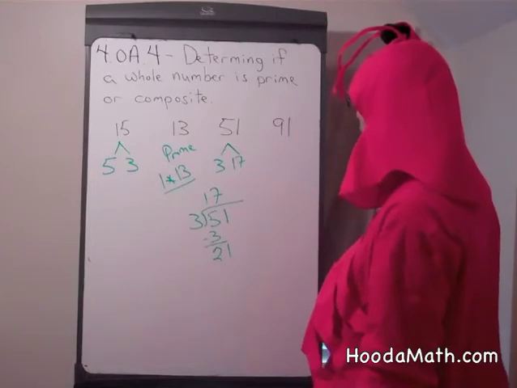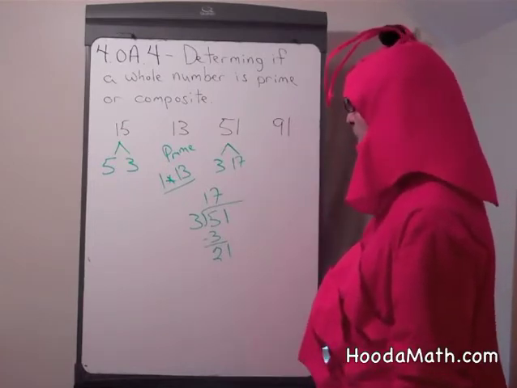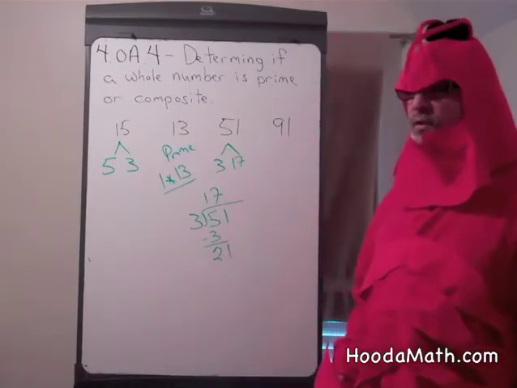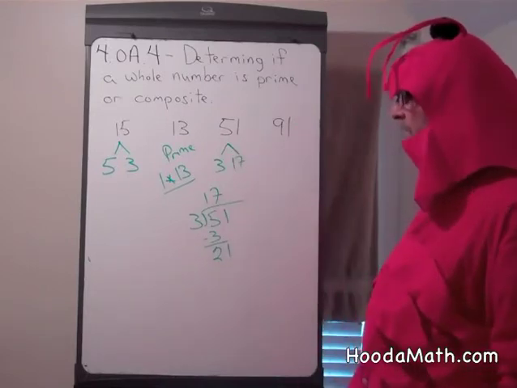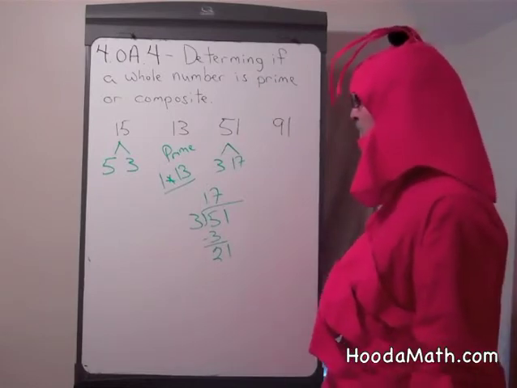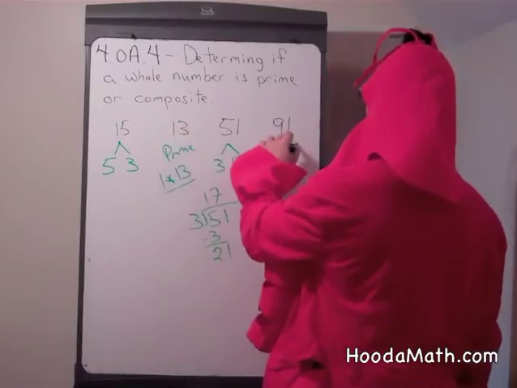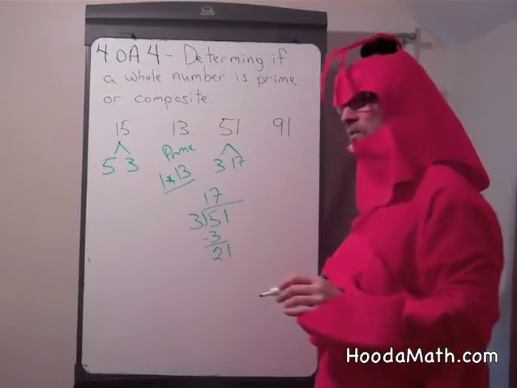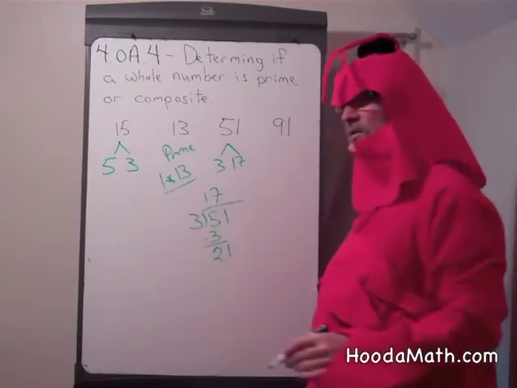How about 91? Well, 9 and 1 is 10, so it isn't a factor of 3. It's not divisible by 2 because it doesn't end in a 2, 4, 6, or 8, or a 0. It's not divisible by 5. But let's just try something. 3 times some number ends in a 1. 3 times 7 is 21. So let's see if 7 times 13 works.